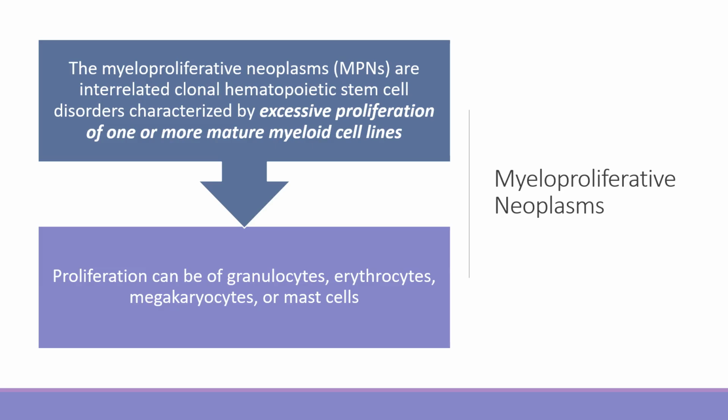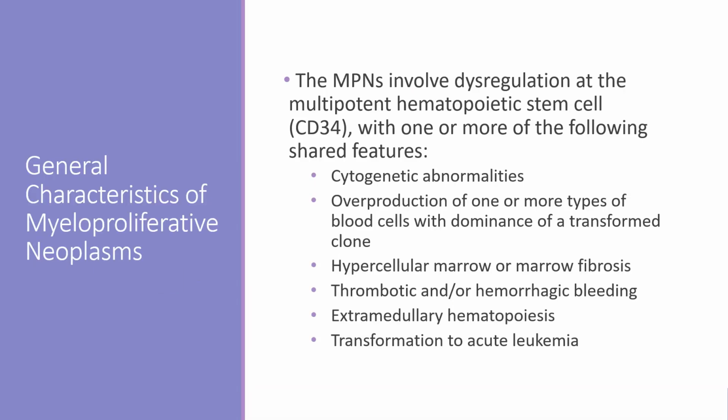So the proliferation that occurs can be of granulocytes, it can be erythrocytes, maybe megakaryocytes, and or mast cells. Okay, so MPNs are at the core involved in dysregulation at the multipotent hematopoietic stem cell. These cells are CD34 positive, so cell marker CD34, and typically have one or more of the following shared features. And again, these are just general characteristics of myeloproliferative disorders, and it could be a combination of several.